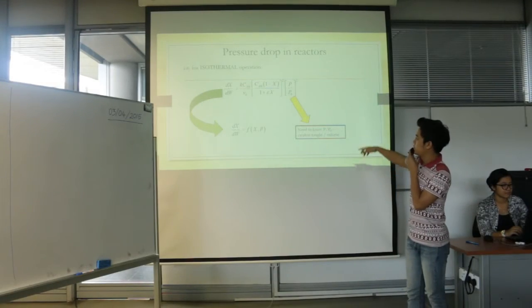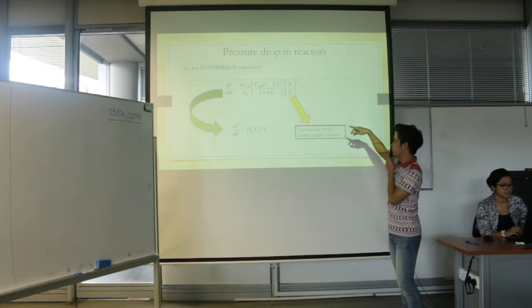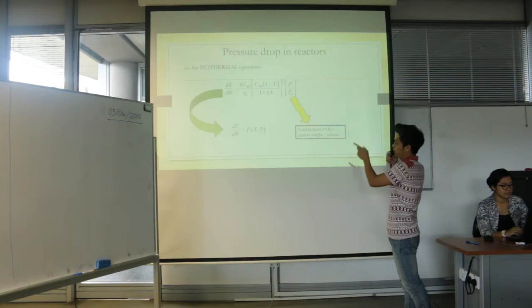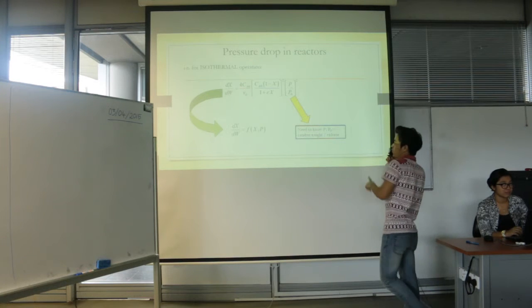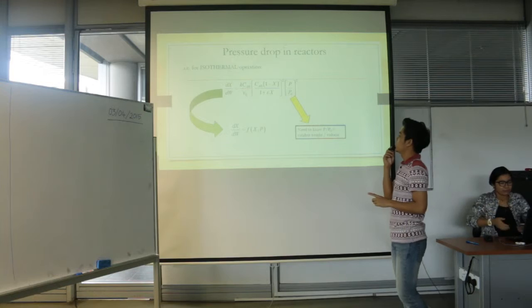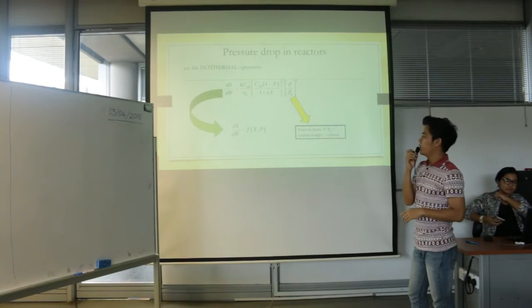So next. This is for isothermal operation, the overall equation we get from the previous slide. So this needs us to know P over P0, because it is equal to catalyst weight per volume.